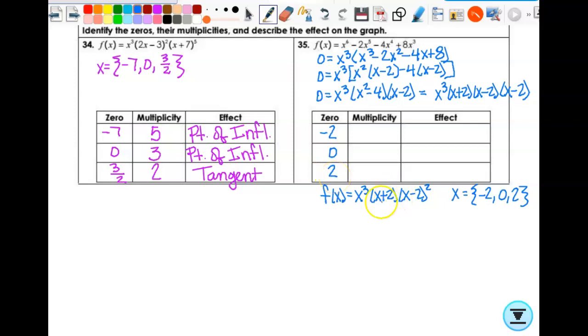So for negative 2, the multiplicity is 1, which means it just passes through. It's just boring. 0, it's 3, so that's a point of inflection. And then the 2 is squared. The 2 is 2, so that means that it is tangent. Right? And then that is it for page 2.